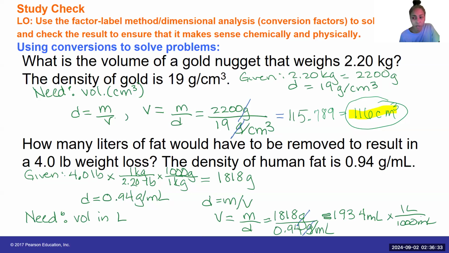We're going to convert that to liters by the conversion factor of 1 liter divided by 1,000 milliliters. Or alternately, we can move our decimal place over 1, 2, 3 to get the number of liters from milliliters. Our answer has to have 2 significant figures. Why? We started off with 2 sig figs, so our final volume should have 2 significant figures, and we have 1.9 liters. This concludes our topic for Unit 1.